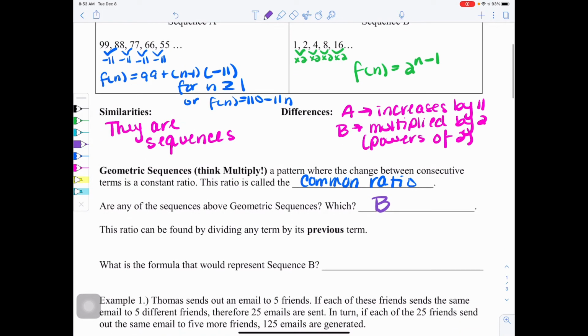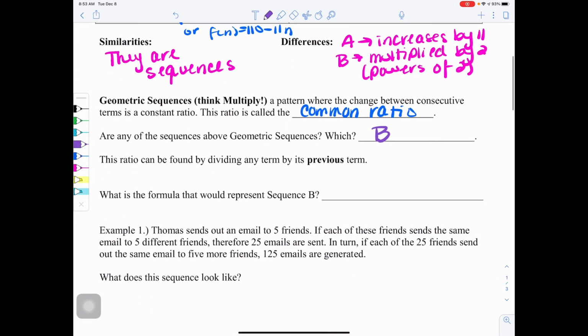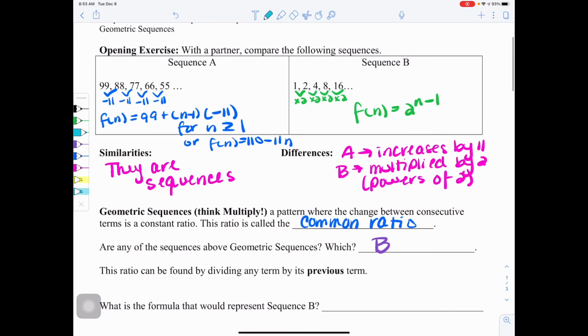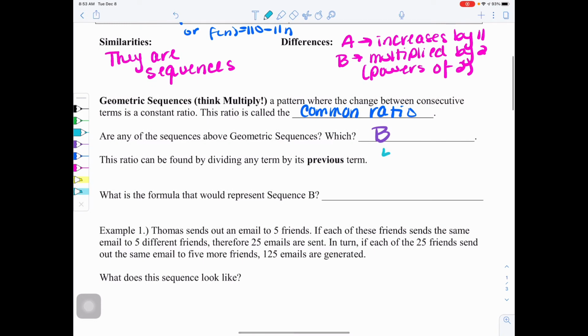This ratio can be found by dividing any term by its previous term. So, for example, if I wanted to know what the common ratio was of the sequence above, I could take, let's say, the third term, which was 4, and divide it by the previous term, which would be the second term, which was 2. And if I reduce that, I get 2. So that means that my common ratio for sequence B was a 2.